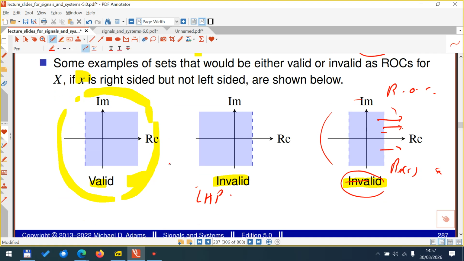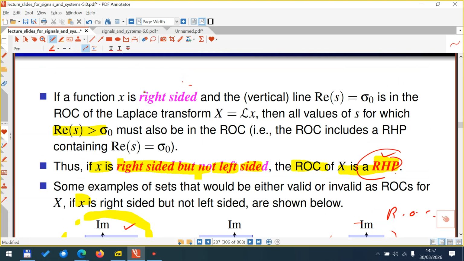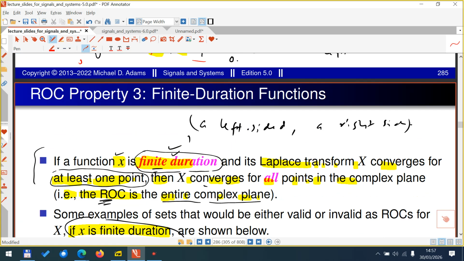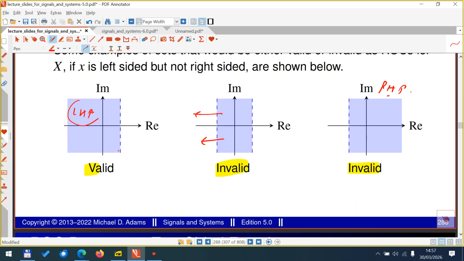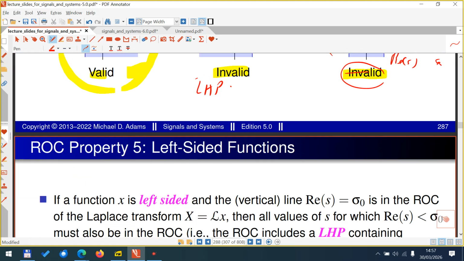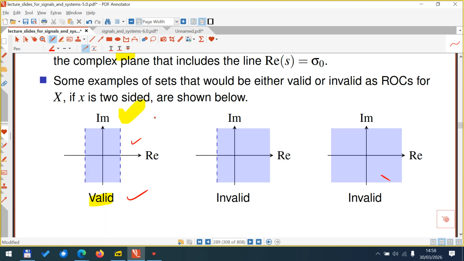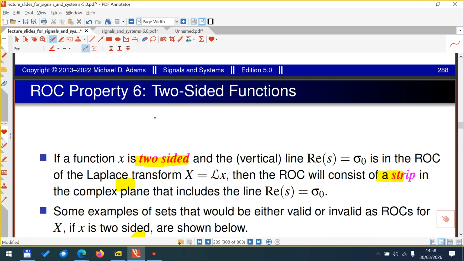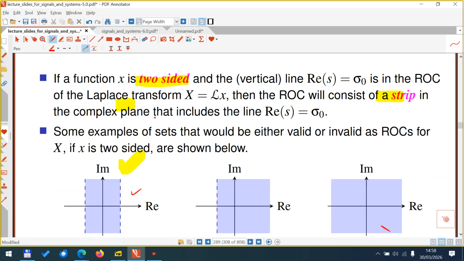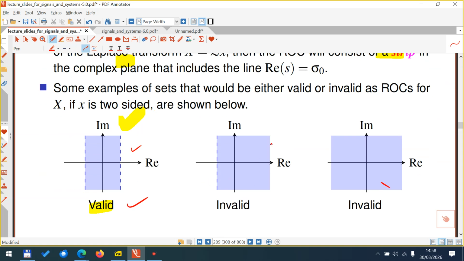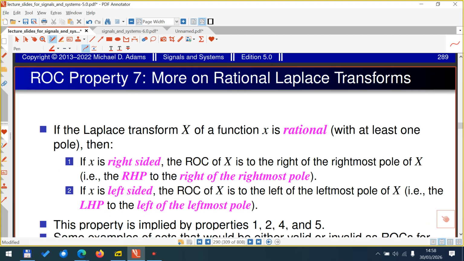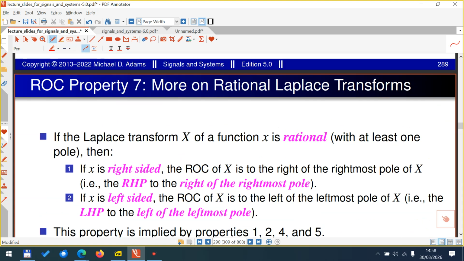You see, this is how a right half plane looks like, and this is how a left half plane looks like. Take the intersection of the two, and you get a finite strip, right? That's the justification for requiring the ROC of a two-sided function to be in the form of a strip. So this is invalid because it is not a strip, and this is not invalid because it is a strip.